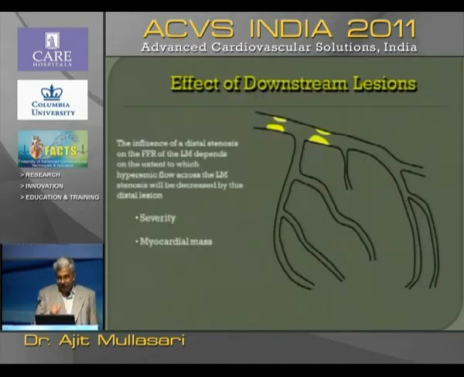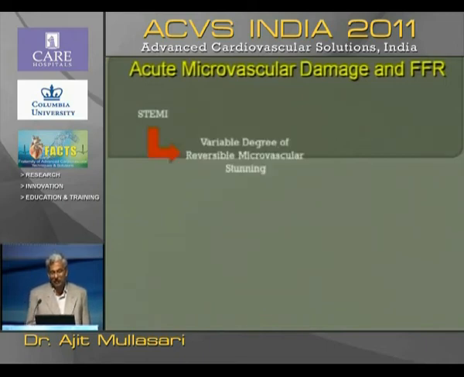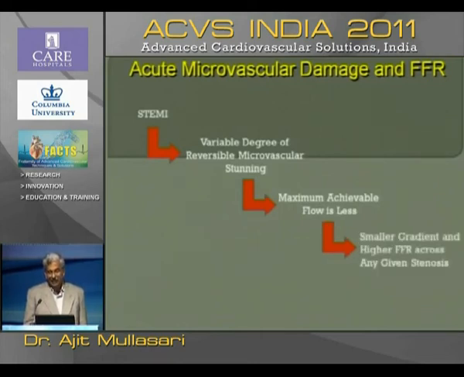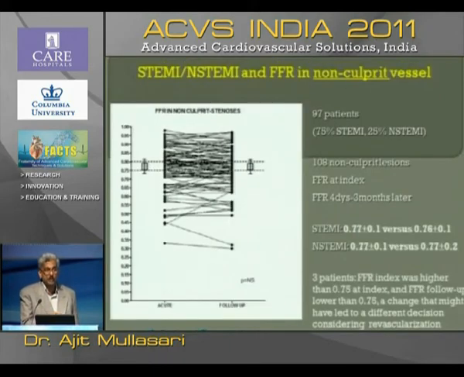The effect of downstream lesions, as I told you, is very important because the effect of the lesion depends not only on the severity of the stenosis, but on myocardial mass. And especially in ST elevation MI, FFR cannot be used because there's a variable degree of reversible microvascular stunning, which makes maximum arterial blood flow less, with smaller gradients and higher FFR across any stenosis. But it can be used in the non-culprit lesion in patients with ST elevation MI.